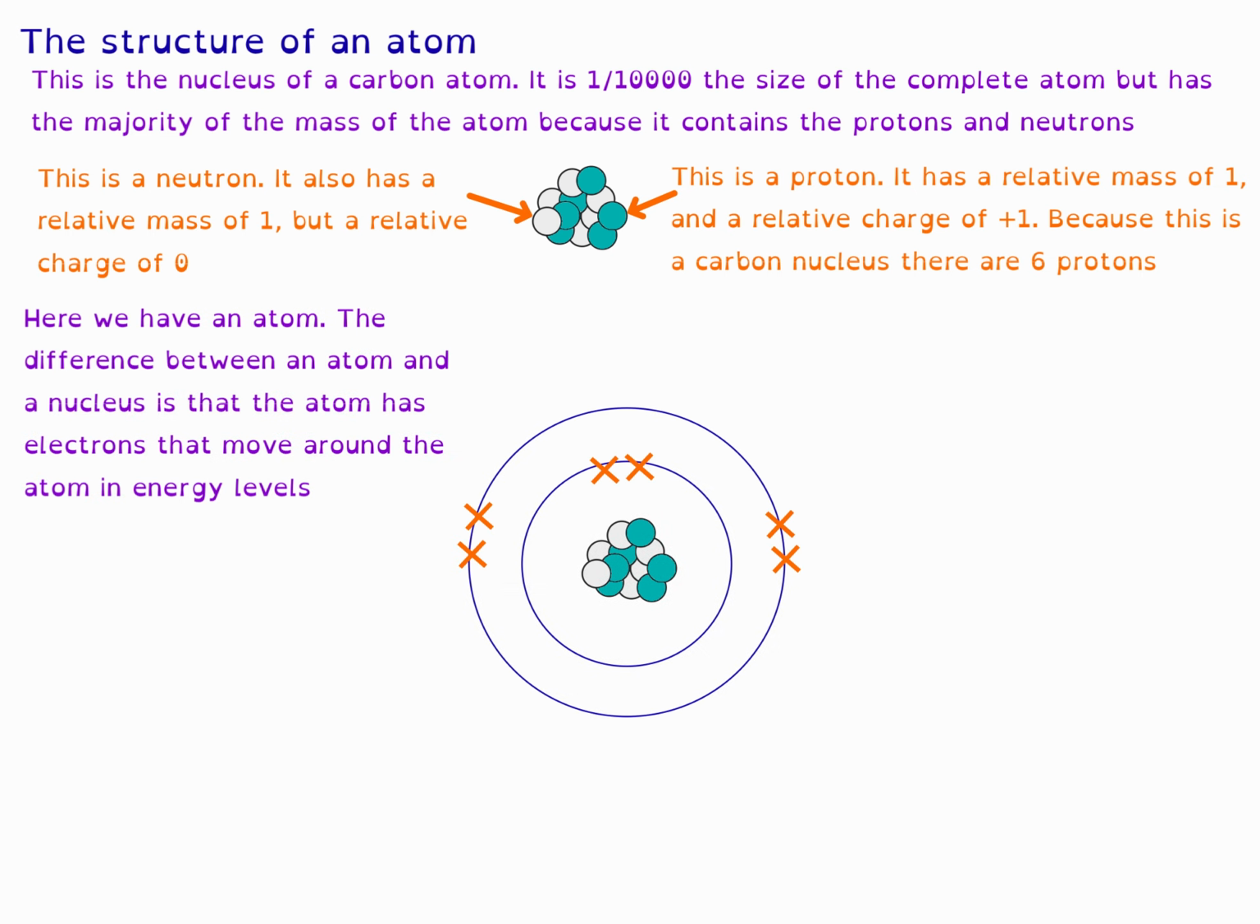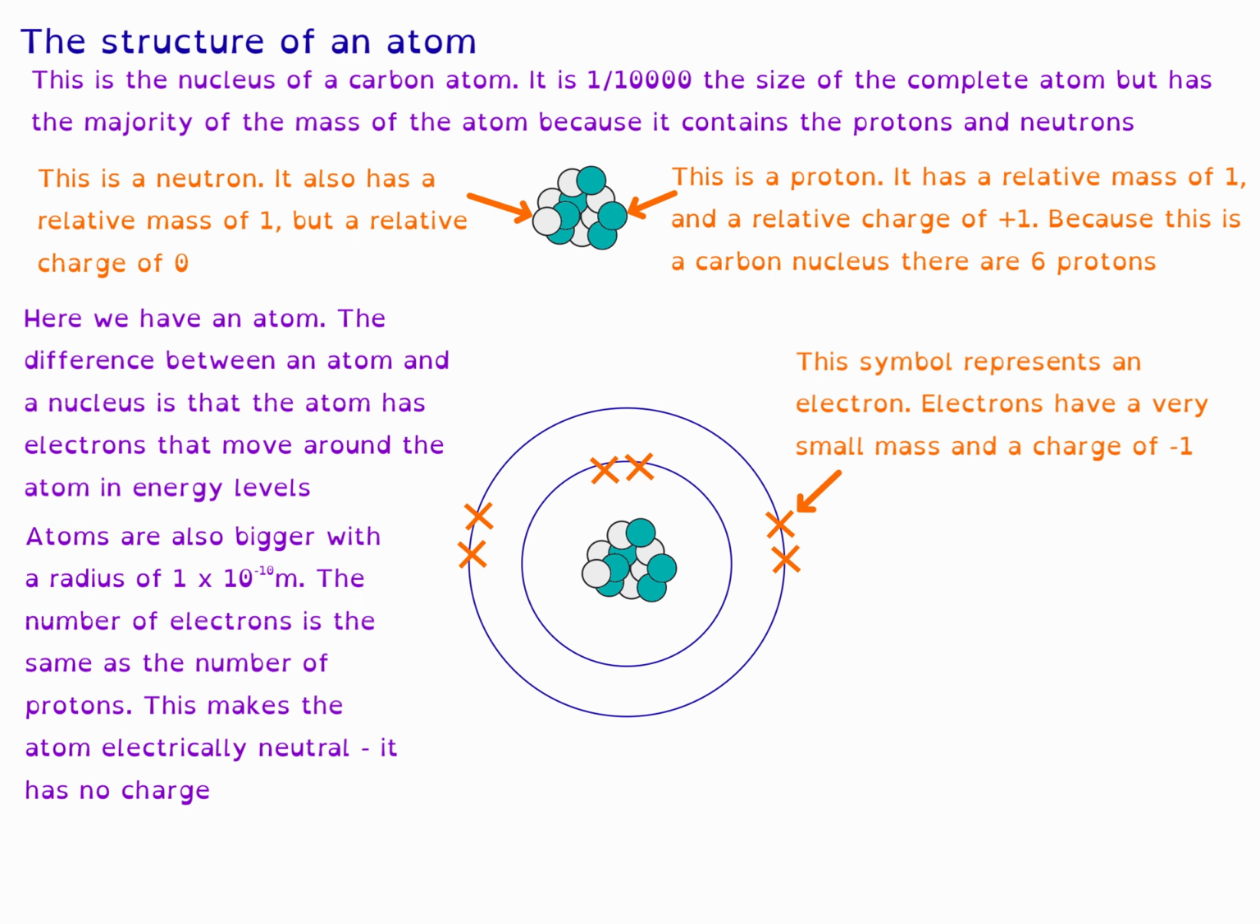Here we have an atom. The difference between an atom and a nucleus is that the atom has electrons that move around the atom in energy levels. This symbol represents an electron. Electrons have very small masses and charges of -1.